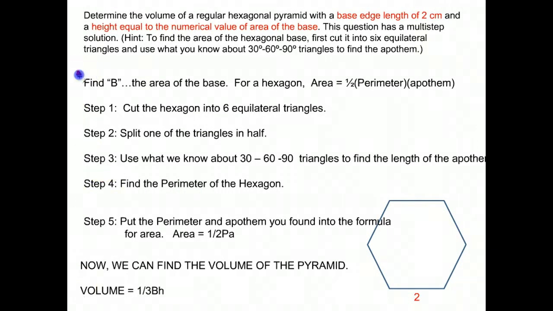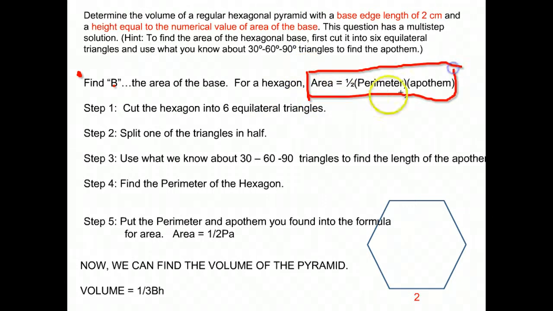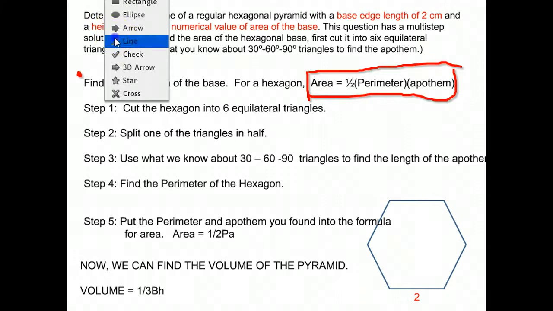Okay, so we have established we need to find B, the area of our base. Our base is a hexagon, and for a hexagon, this is the formula for the area. It's 1/2 times the perimeter of the hexagon times the apothem. Now, what is the apothem? I will draw one for you.